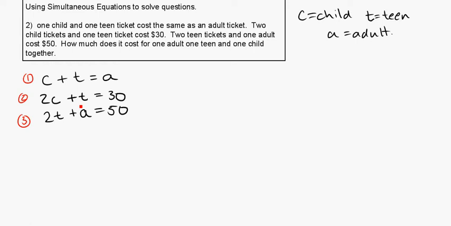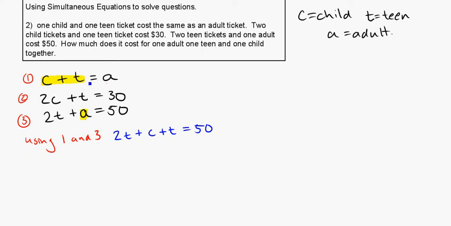So if we take a look up here, we have a is equal to c plus t already. So I could potentially replace this a with this one here, and then I would have, so using 1 and 3, replacing all of this for this guy here, I'm going to have 2t, what I started with, plus c plus t is equal to 50.